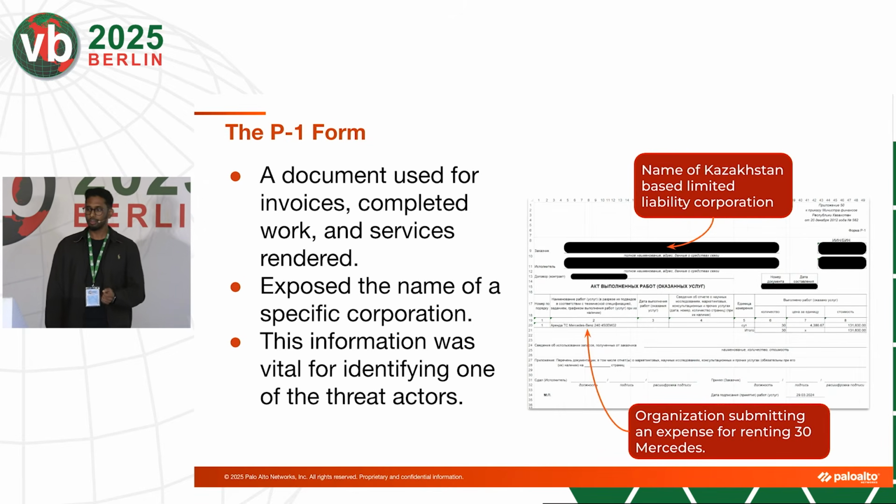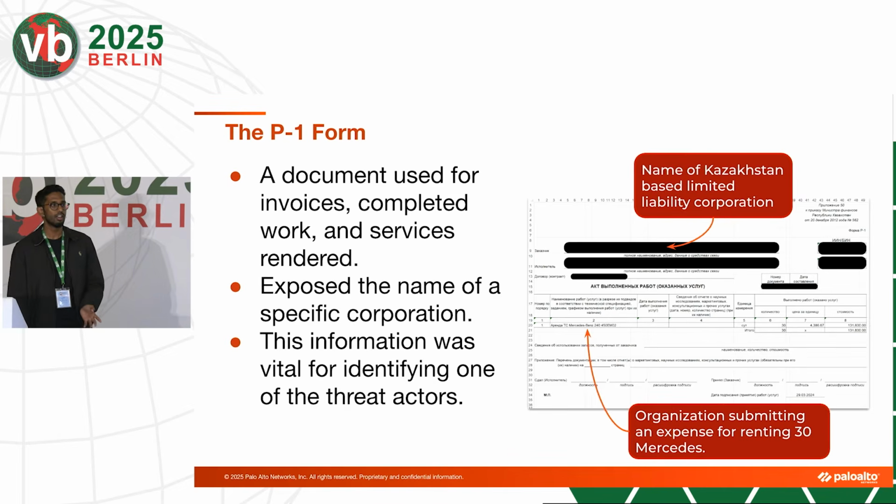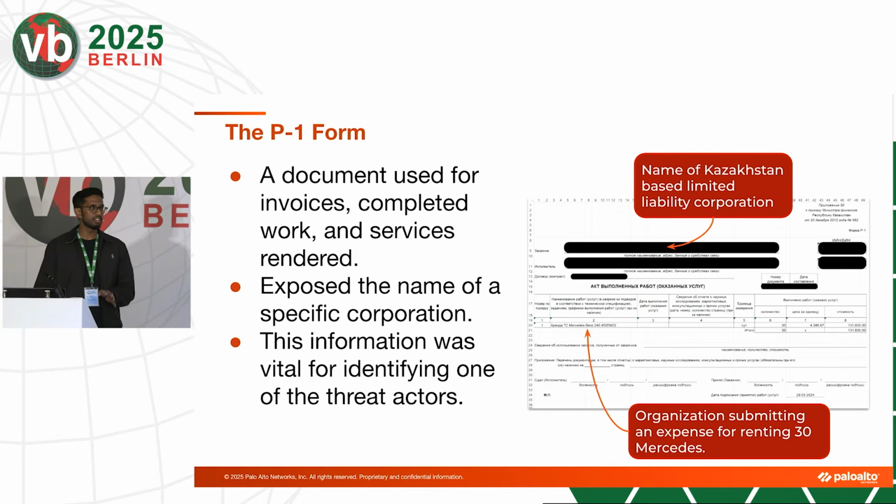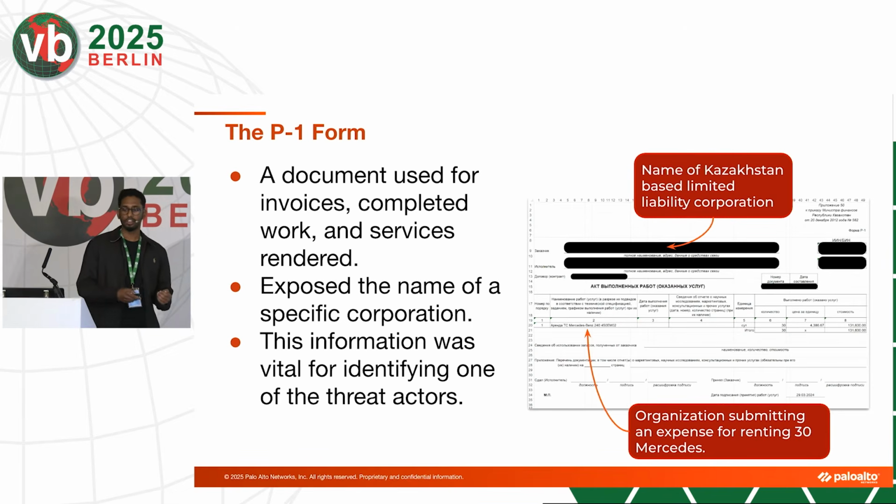So now let's go back to one of the files on the rogue system that really caught our attention, the spreadsheet called the P1 form. According to our research, which we confirmed by looking at the government procurement site for the Republic of Kazakhstan, the P1 form is an official document used for things like invoicing and documenting completed work or services.